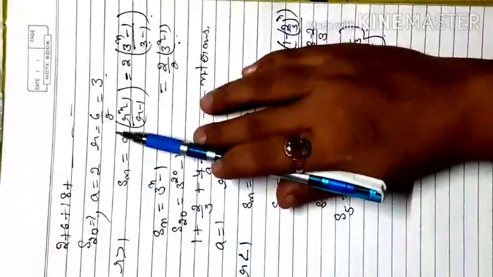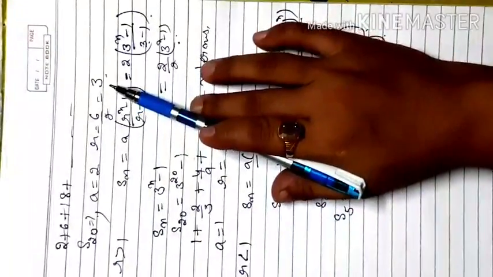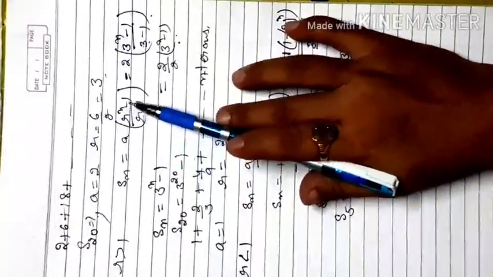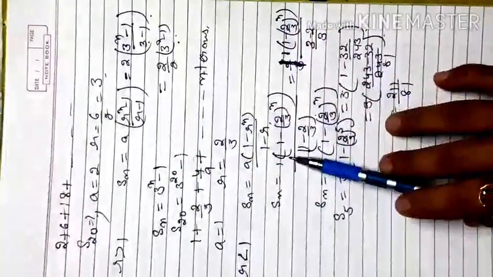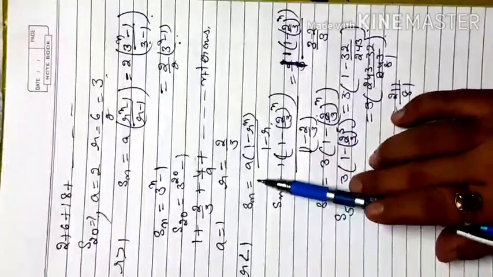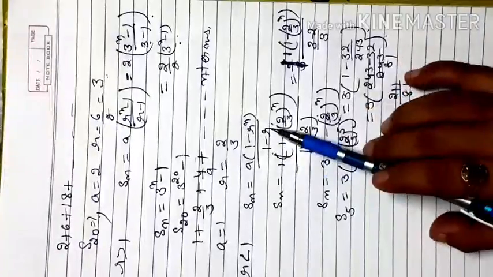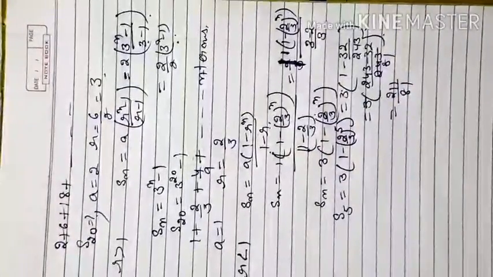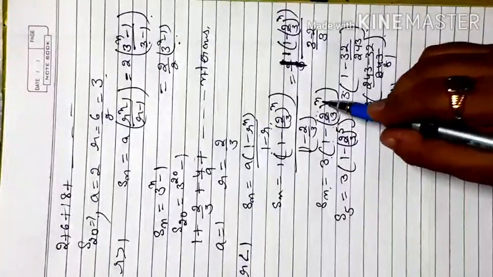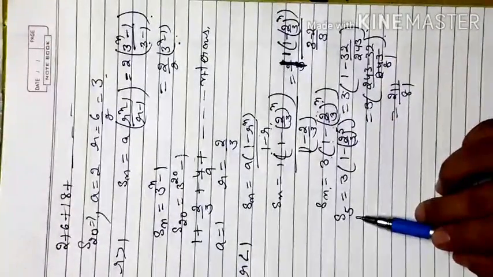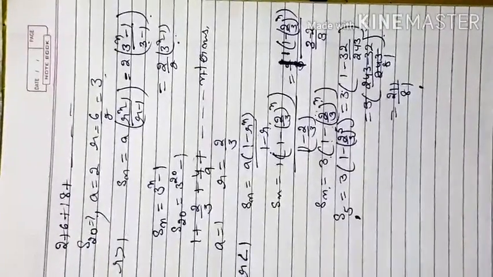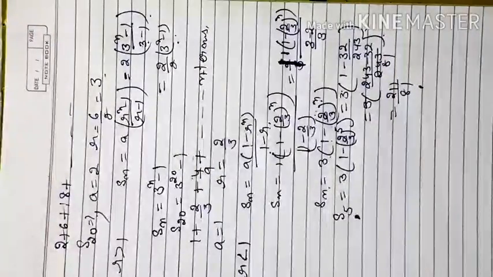First, after finding the ratio, if your r value is greater than 1, you have to apply the formula sum of n terms is a into r^n minus 1 by r minus 1. But if your r value is less than 1, you have to apply the sum of n terms formula a into 1 minus r^n by 1 minus r. So here when you solve this one, you will get the sum of n terms as 3 into 1 minus 2 by 3 raised to power n, and the sum of 5 terms is 211 by 81 after calculation. Here, if your power is bigger, no need to calculate.